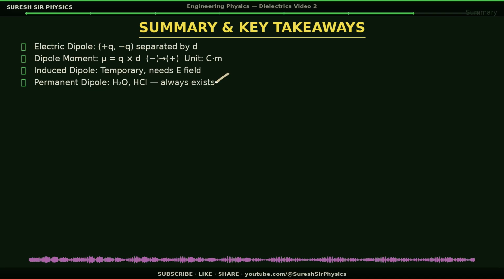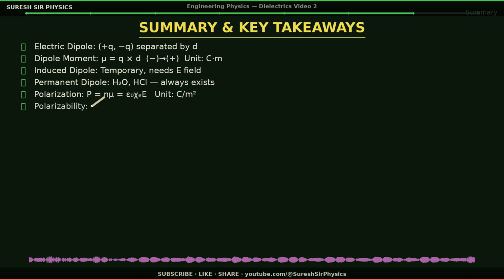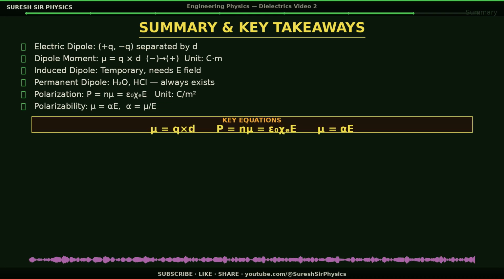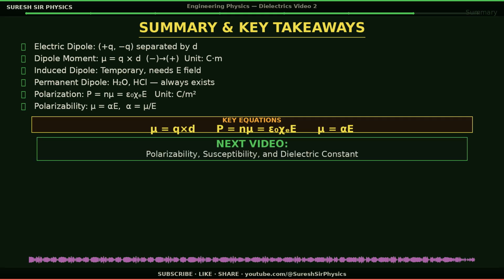Induced dipole, temporary, created by an external electric field. Permanent dipole, exists in polar molecules, for example H2O, HCl, without any field. Non-polar dielectrics, charge centers coincide implies mu equals 0, for example H2, N2, CO2. Polar dielectrics, charge centers do not coincide implies mu is not equal to 0, for example H2O, HCl, NH3. Susceptibility, P equals epsilon naught chi sub E, linear dielectrics. Details in video 3. Polarizability, mu equals alpha E, where alpha equals mu over E.